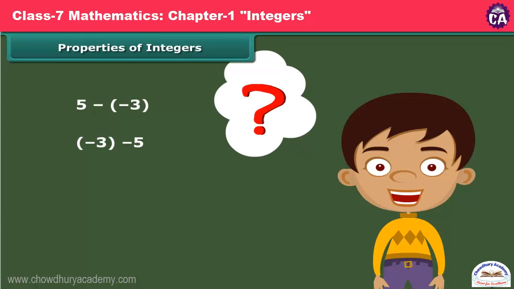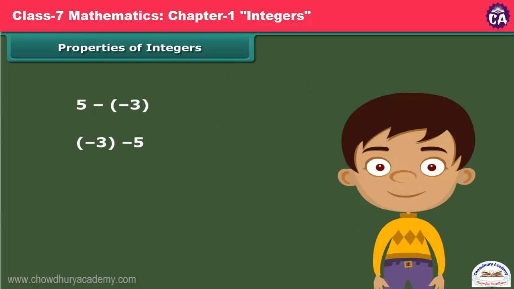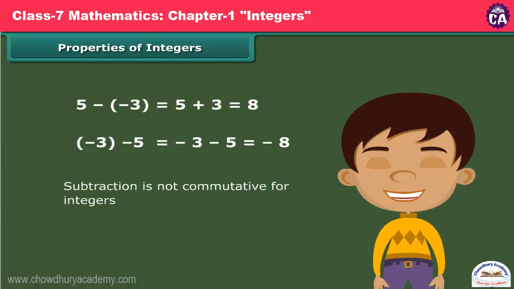No, because 5 minus (-3) is equal to 5 plus 3, which equals 8. And -3 minus 5 equals -8. Hence, we can say that subtraction is not commutative for integers.